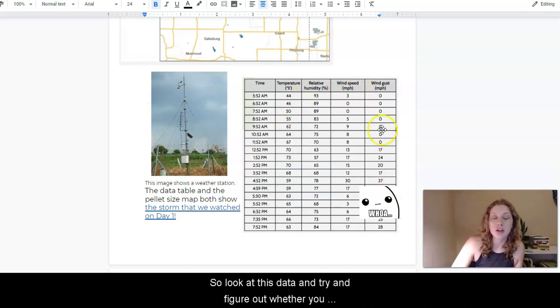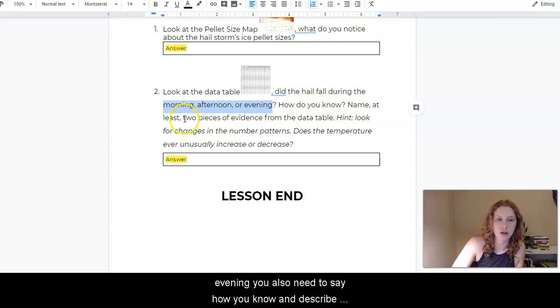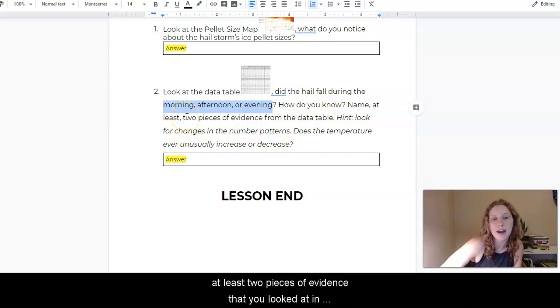Okay? So look at this data and try and figure out whether you think the hail fell during the morning, afternoon, or evening. You also need to say how you know and describe at least two pieces of evidence that you looked at in order to figure that out.